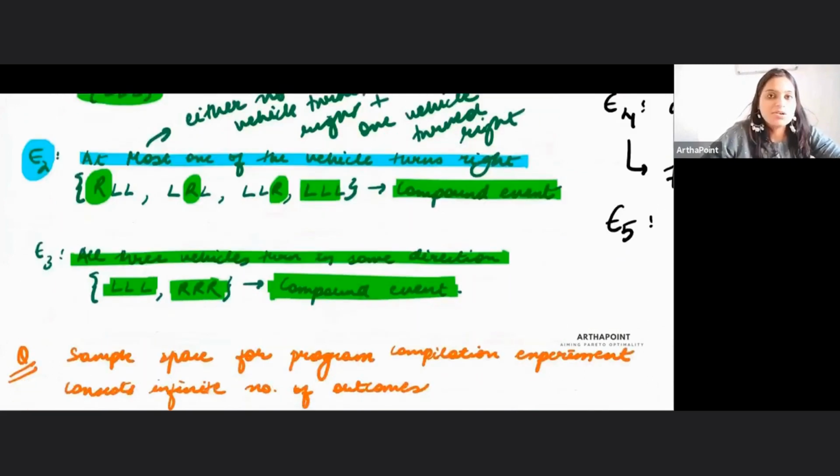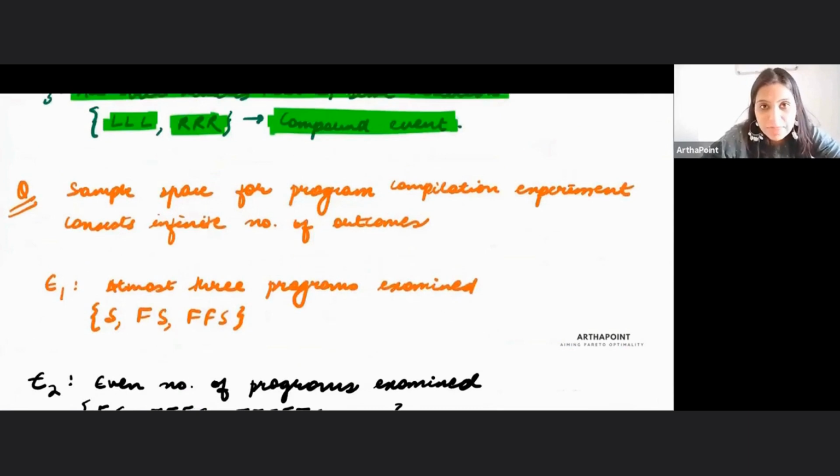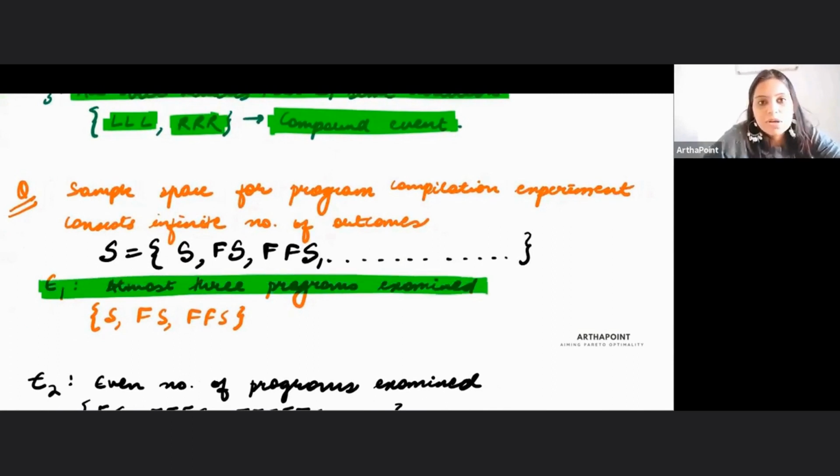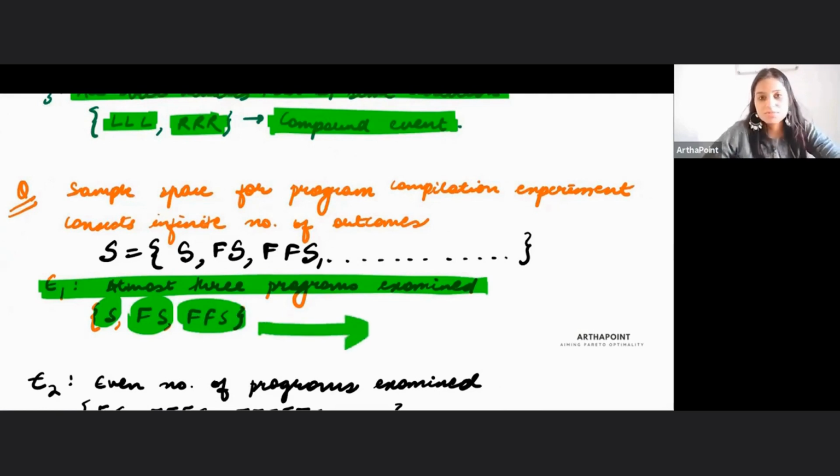Now, again, remember the question that I just did, which was on programming. Let's see what are the different events possible. My sample space was this. Either you get success initially, or you fail the first time and then get success, or you fail the first 2 times and get success, and so on. Now, my event is at most 3 programs examined. So you can't go beyond running the program 3 times. You ran the first time and got success, or you ran it once, failed, and then the second time got success, or you ran the first 2 times and failed, and the third time got success. You won't go beyond this because it says at most 3 programs.